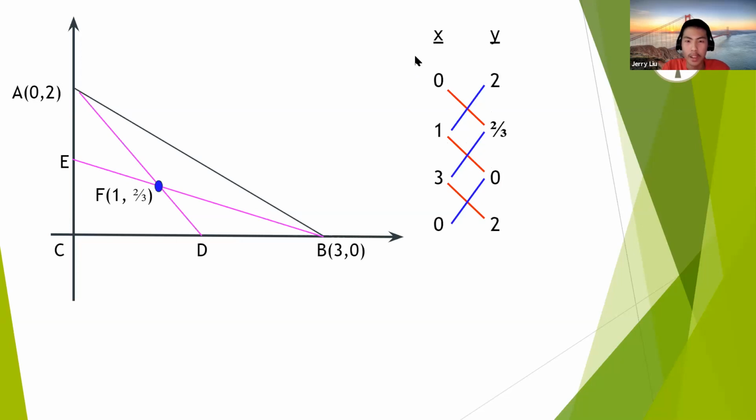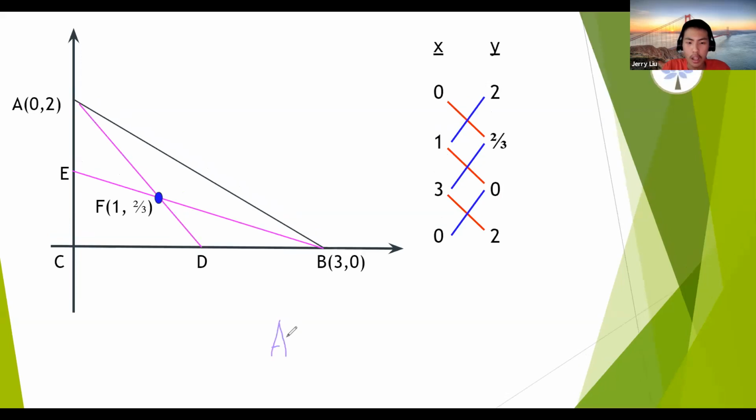So we would write A is equal to 1/2 times the absolute value of 0 times 2/3. What's 0 times 2/3? It is equal to 0. Then plus, what's 1 times 0? 0. What's 3 times 2? 6. So that's all the things we're adding.